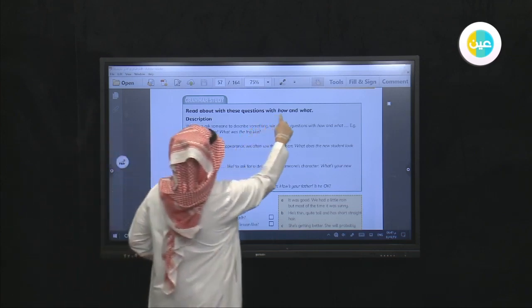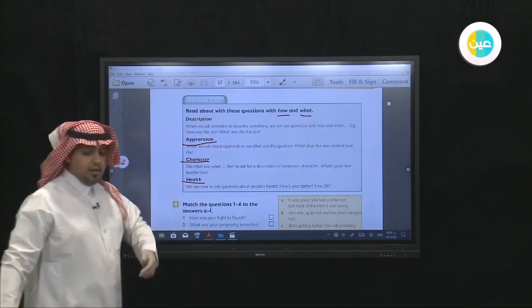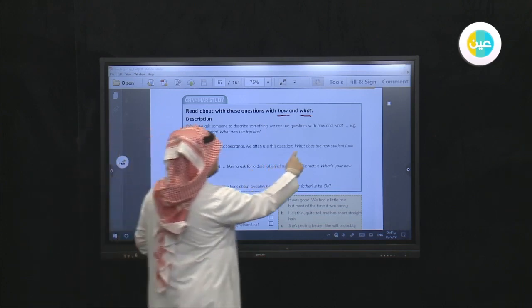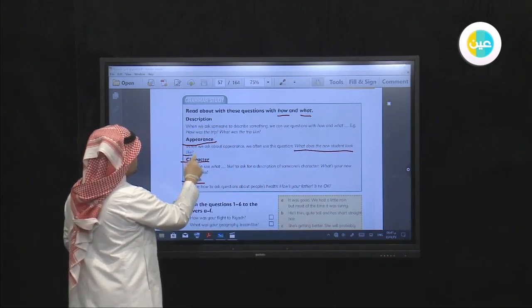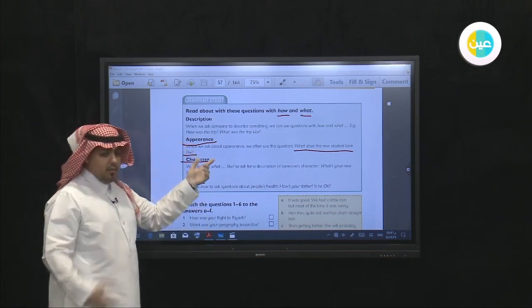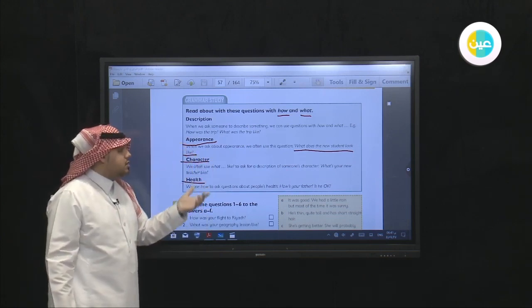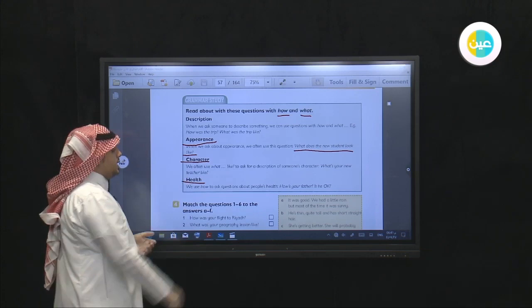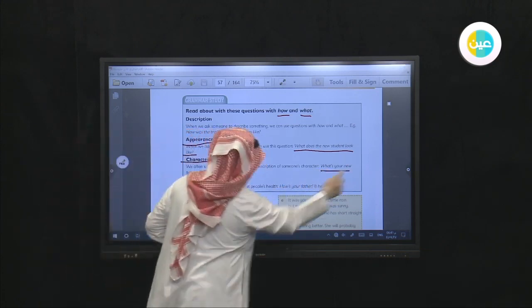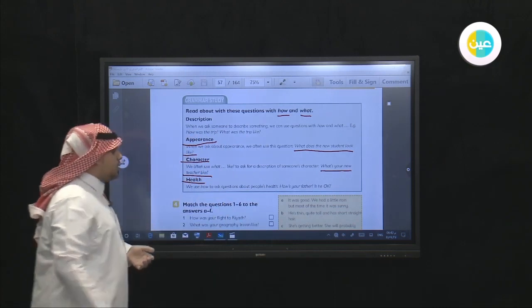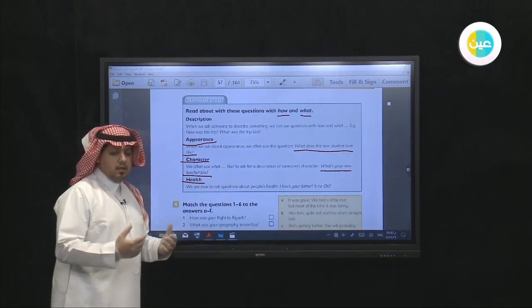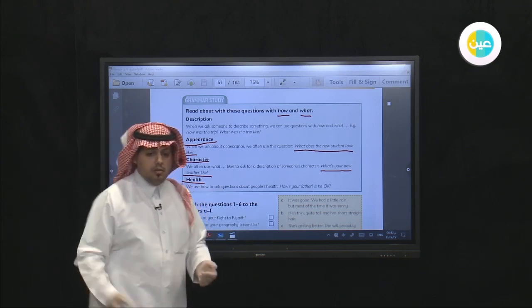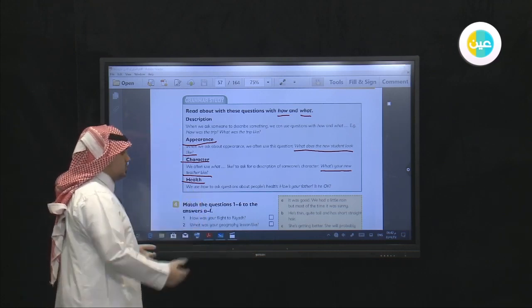We use how and what for the question, or for description and asking. Like an example here, what does the new student look like? I'm talking now about his appearance, the general look. How does he look? Well, he's thin, he's tall. This is the answer. About the character, I'm talking about personality. What's your new teacher like? Character, the teacher's personality. He is asking about the teacher's personality. Well, he is generous, he's kind, he's polite.